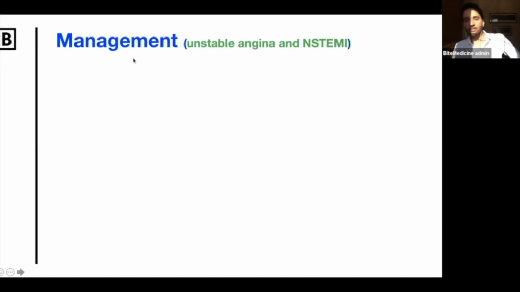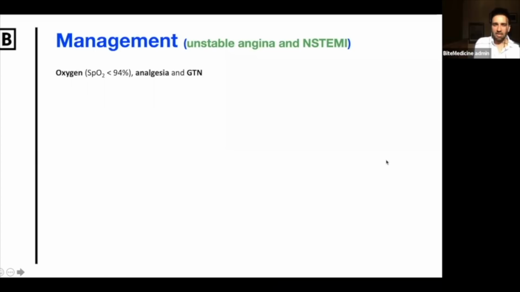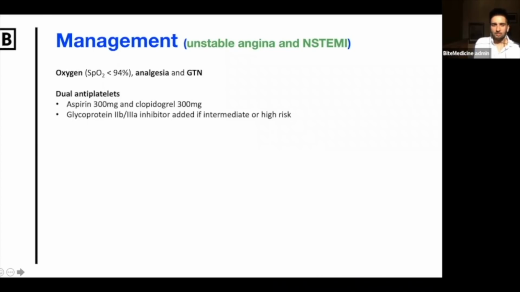So your management. So unstable angina and NSTEMI. So moving away from this case specifically, we're thinking about patients who don't have ST elevation, but these are patients with unstable angina and NSTEMI. So dual antiplatelets once again, so aspirin and clopidogrel, 300 milligrams, and then we can use something called a glycoprotein 2B or 3A inhibitor as well.